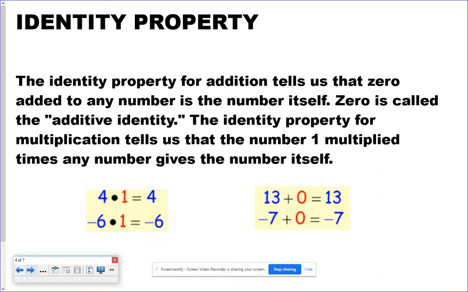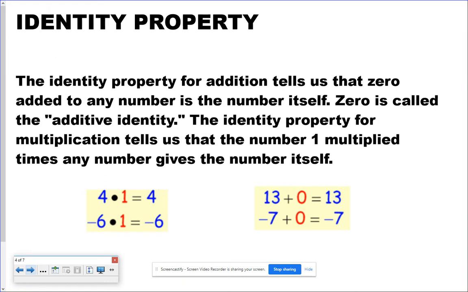Also, we have the identity property of multiplication. If I multiply any number by 1, I'm going to get that same number. Right? They're the easiest operations in the universe, I think. Okay? But now we have a name for it. Okay, so anytime you see multiplying by 1 or adding 0, that is the identity property.